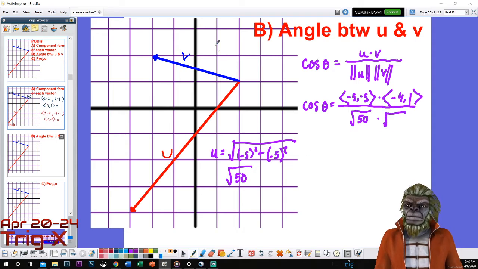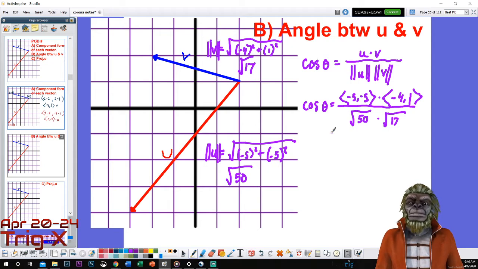This other one, let's find v's magnitude. So I've got v equals, and then the square root. Remember, v was negative 4, 1, so I'm going to put negative 4 all squared, and then 1 squared. This gives us the square root of 17. So the magnitude of v is the square root of 17. And I don't know why I didn't put my little magnitude bars here, but I should have. There we go.